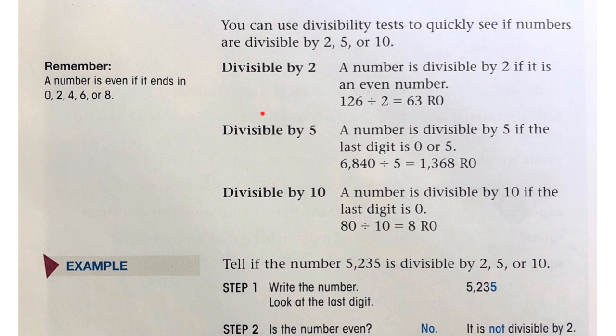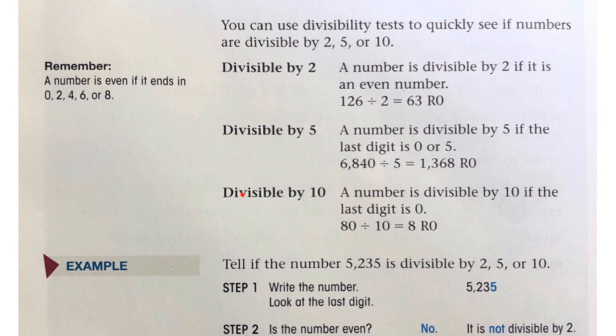Now, divisible by 5: a number is divisible by 5 if the last digit is 0 or 5. 6,840 divided by 5 equals 1,368 with no remainder. So 5 can go into 6,840 with no remainder, making it divisible. 6,840 is divisible by 5.